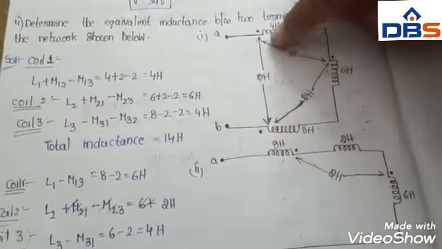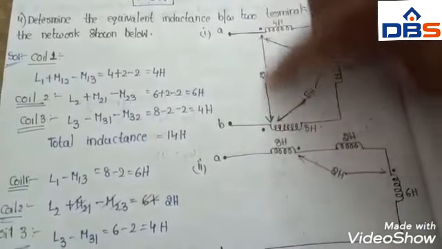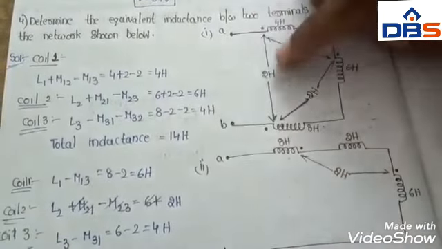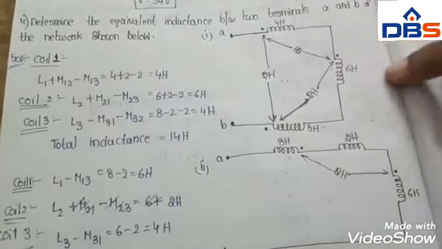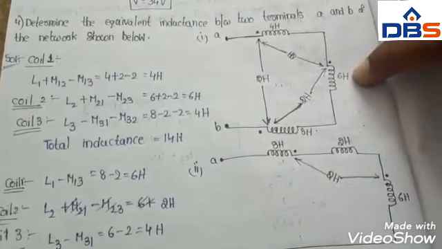Next, these two will be linking with this one. These two are, this is entering and this is leaving, that's why minus 2. 4 plus 2 minus 2, that is 4 Henry. For coil 2, L2 is 6 Henry.